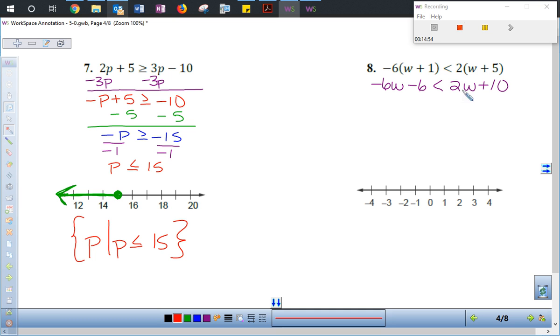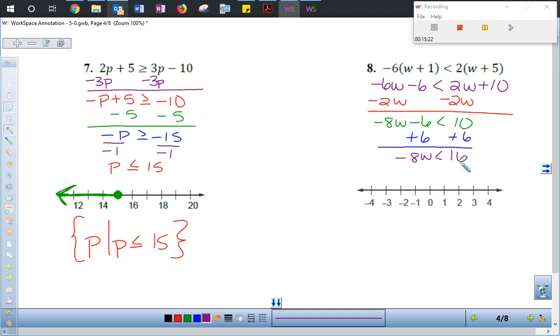So here, to solve for w, I want all the variables on the left side, all the constants onto the right. So I'm going to start by subtracting 2w from each side. Or if we were to think, negative 6 minus 2 is going to give us a negative 8w minus 6 is less than 10. Then we're going to add 6 to each side, and I'll be left with negative 8w is less than 16. Divide each term by a negative 8. So when I divide by a negative, my symbol will switch sides, so I'll have w is greater than a negative 2.